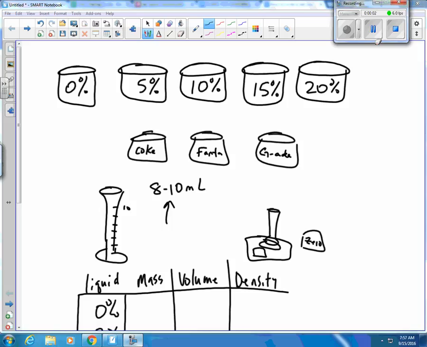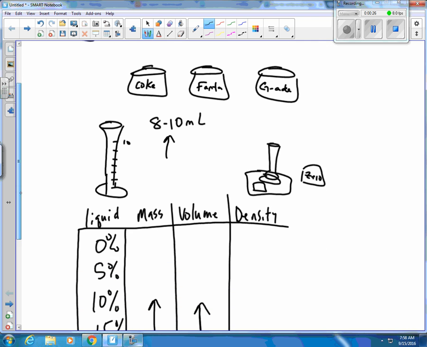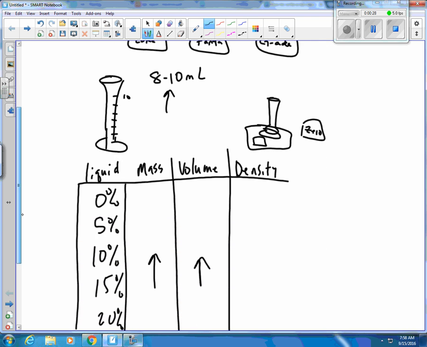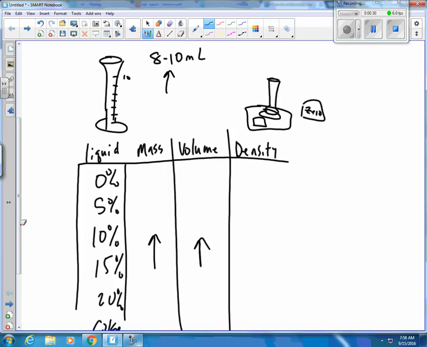Okay, so let's talk about the lab. You are going to have 8 beakers of liquids. 5 of those are going to be labeled with known percentages of sugar: 0, 5, 10, 15, and 20. And the other 3 are going to be unknown amounts of sugar. We're using Coke, grape Fanta, and Gatorade. You are going to use mass and volume to identify the density of all of those. Then I'm going to show you how to use that density to determine percent sugar.